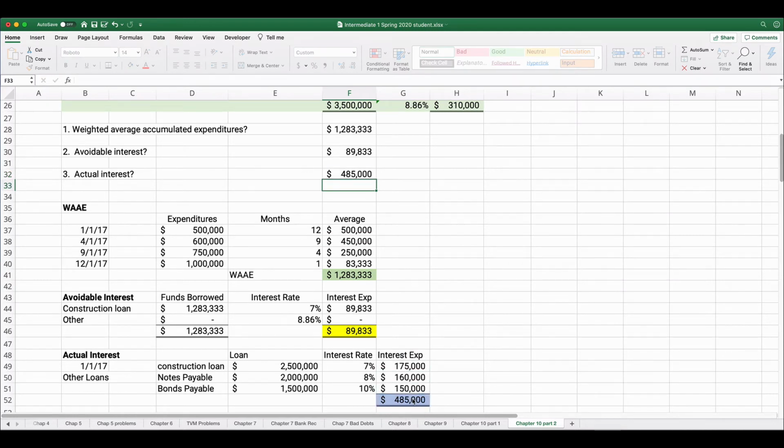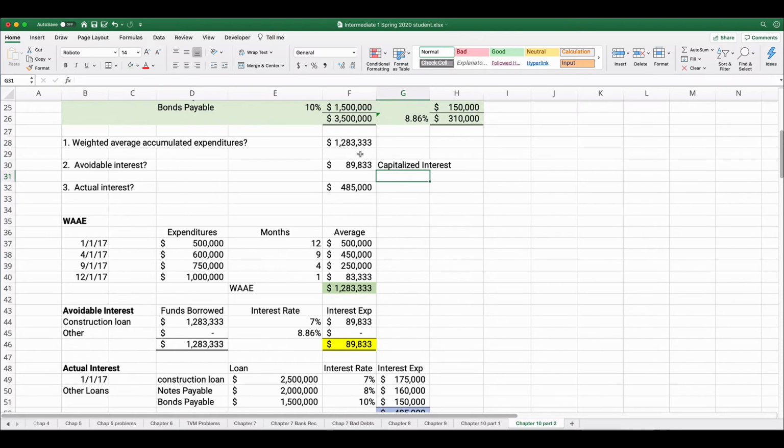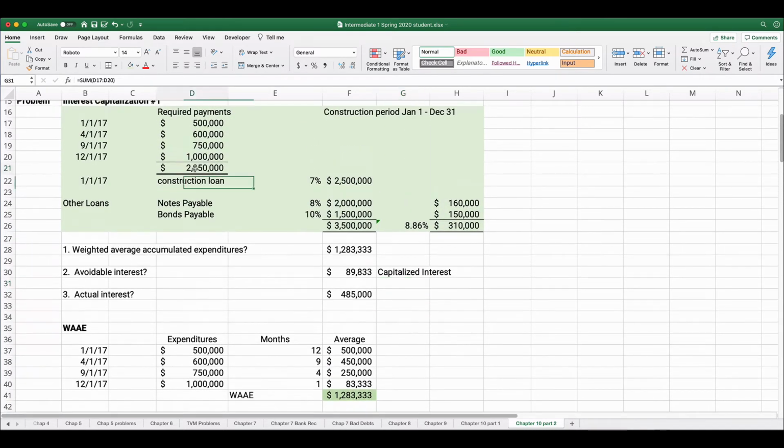So what is our interest to be capitalized? Well, it's going to be the $89,000. So this is our capitalized interest. So we'd actually make an entry: debit building, credit cash, $89,833. So our building would have $2,850,000 plus another $89,833 as the amount of the building. That's our cost.